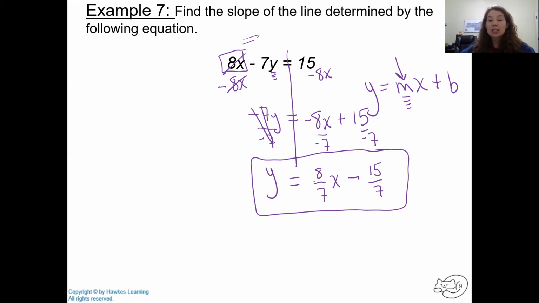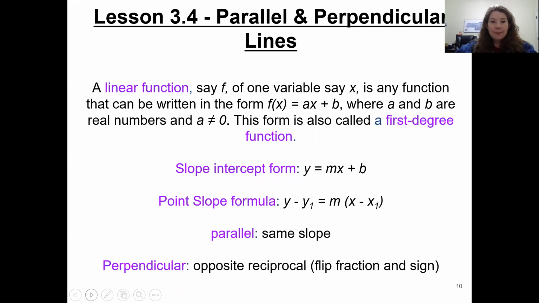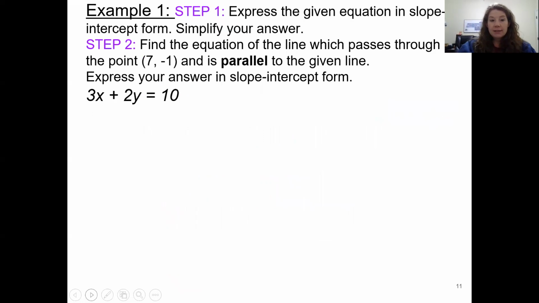The question is, what is the slope? Well, the slope is the number multiplied by x, so my slope is 8/7. My slope is 8/7. All right, so that was about equations. Now, this time we're going to learn about parallel and perpendicular lines.